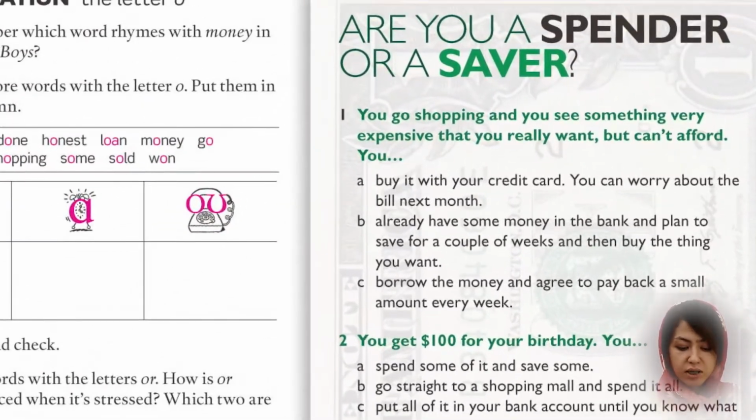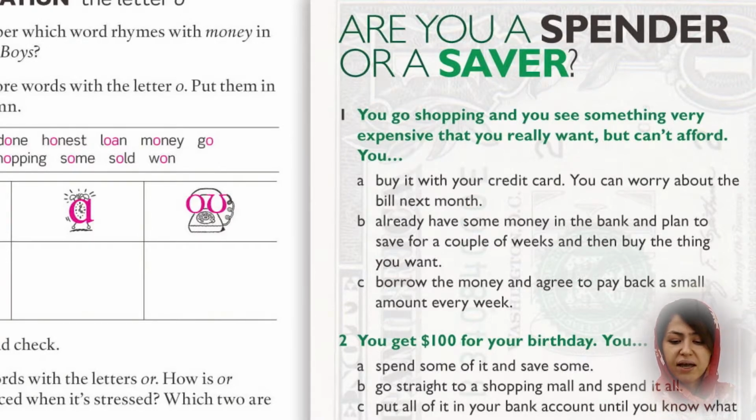Now let's turn to the reading section. I'm going to just read this part, okay? Are you a spender or a saver? Now, you're gonna just answer these parts A, B, or C. Which one is correct for you? And you can decide whether you're a saver or a spender. I'm gonna just help you to figure out the meaning of the text. Let's get started.